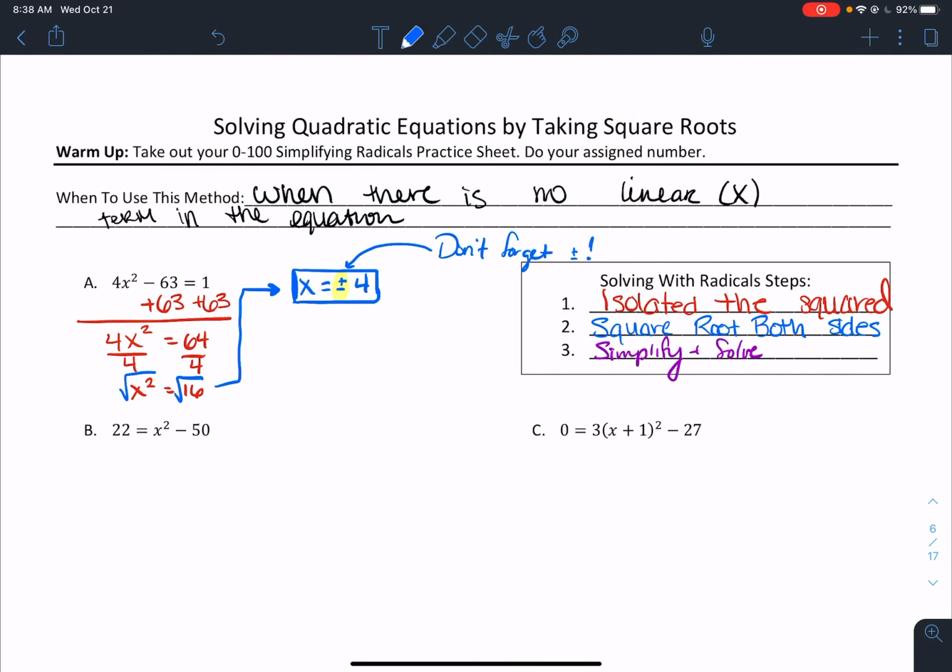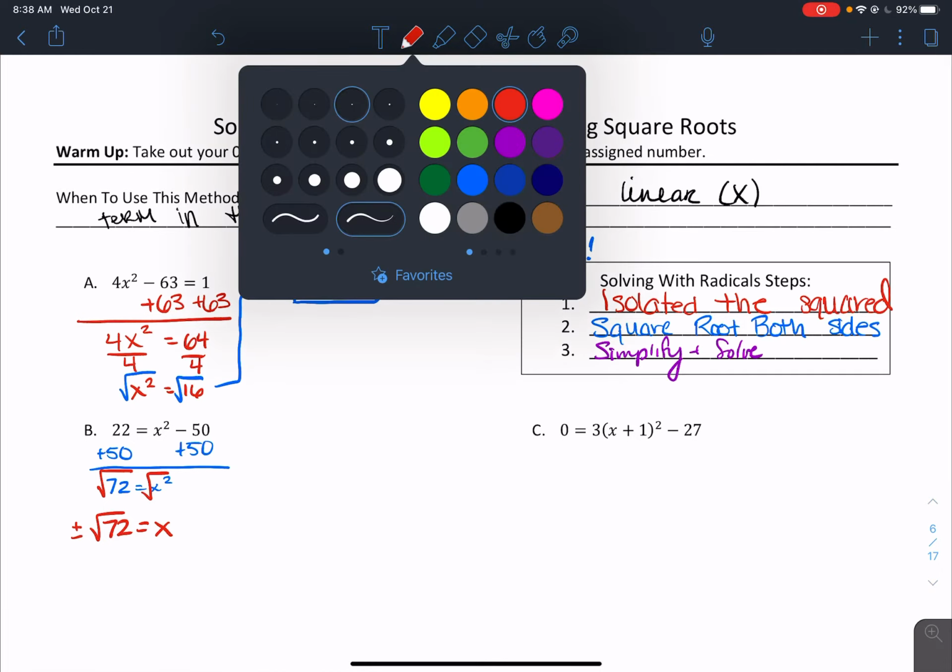Let's try this again. 22 equals x squared minus 50. So I need to get the x squared by itself, so I add 50 to both sides. So I have 72 equals x squared. Now I need to take the square root. I screwed up this color coding, but I think you'll get the point. I'll square root both sides. The square root of 72 equals x. I need to remember my plus or minus.